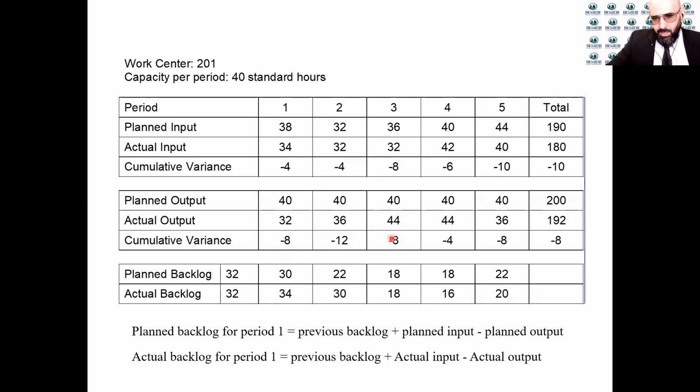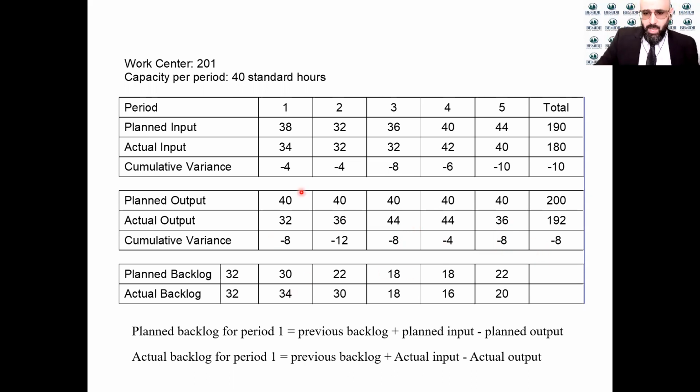So that would be a -8. And another 4 units extra, -4, because we could send some to the previous cumulative variance. And then on week 5, it looks like we're short another 4 units. So 4 plus 4, that would be 8. So in total, we have a variance of output of 8.